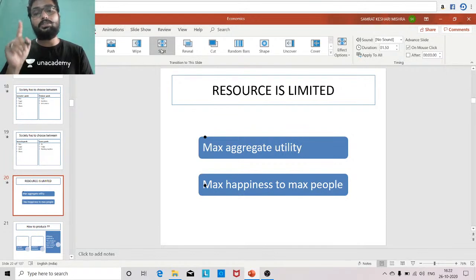First is maximum aggregate utility. Utility means the satisfaction we get after consuming a good or service. So it says we should use the resource where we get maximum satisfaction. Since resources are limited, we must judiciously utilize them; where we get maximum satisfaction, at that point of time we will use that particular resource. The next is maximum happiness to maximum people.